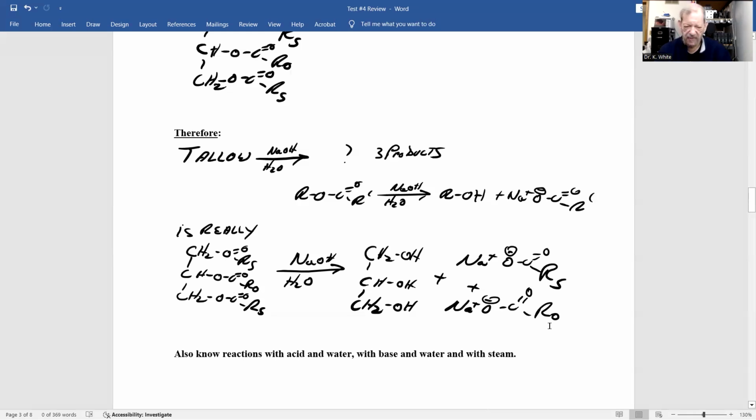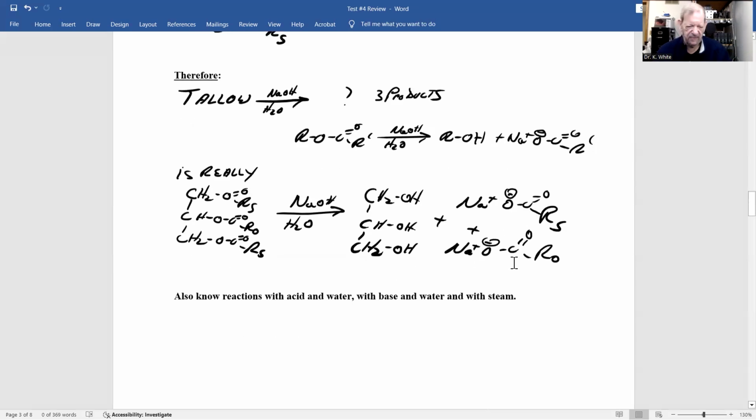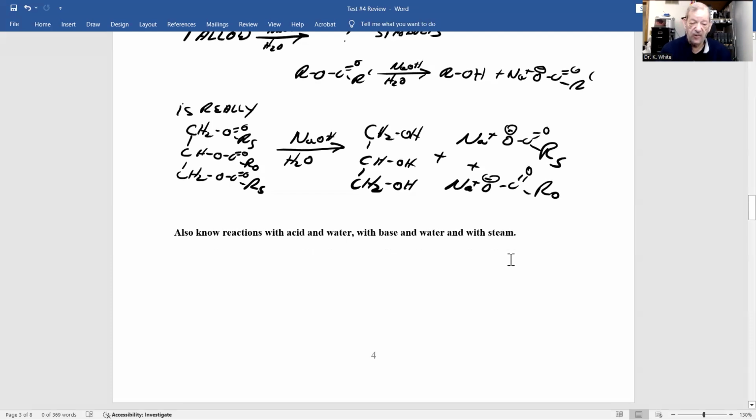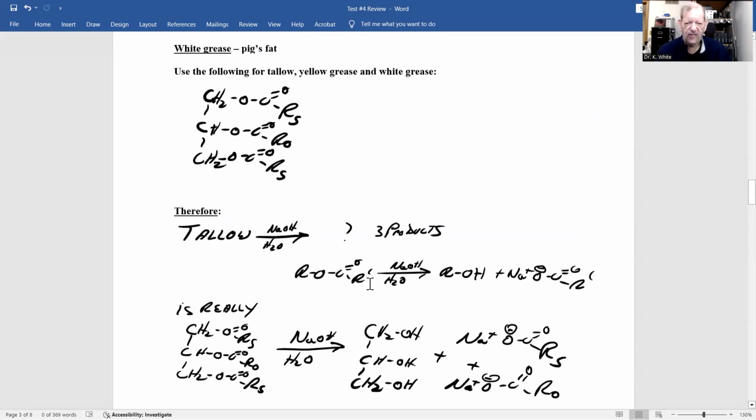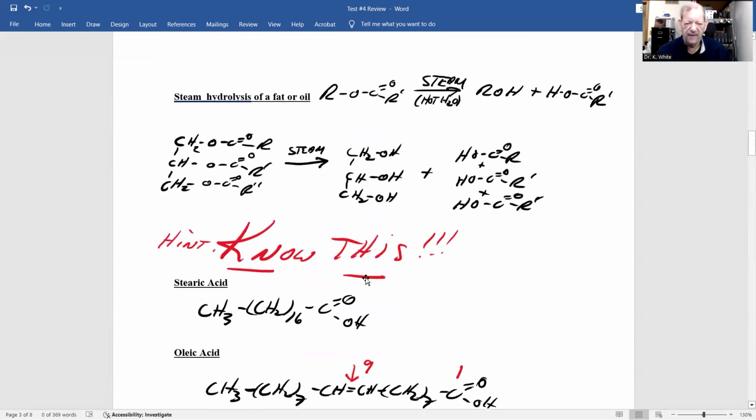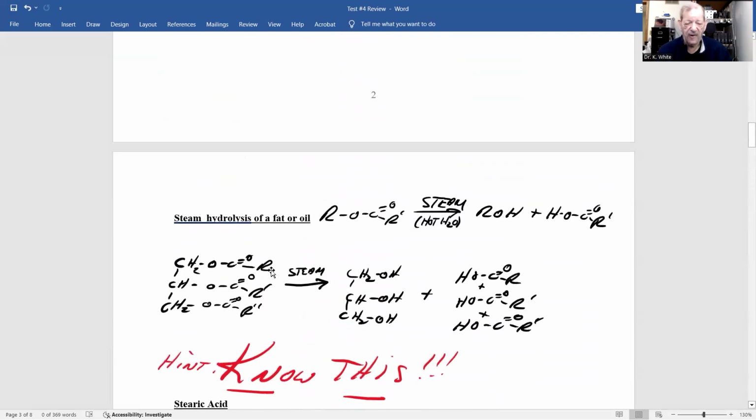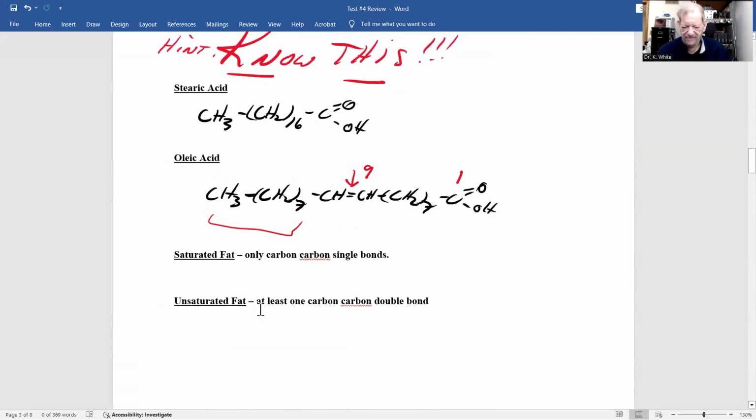Now, since we never balanced an equation in this class, you didn't have to put a 2 in front of the sodium stearate. That's this right here. You should also know how to do these reactions with acid and water, base and water, which I just did, and steam. It's the same thing I did up here, except you now know one of these is R sub S, the other is R sub O, and R sub S.